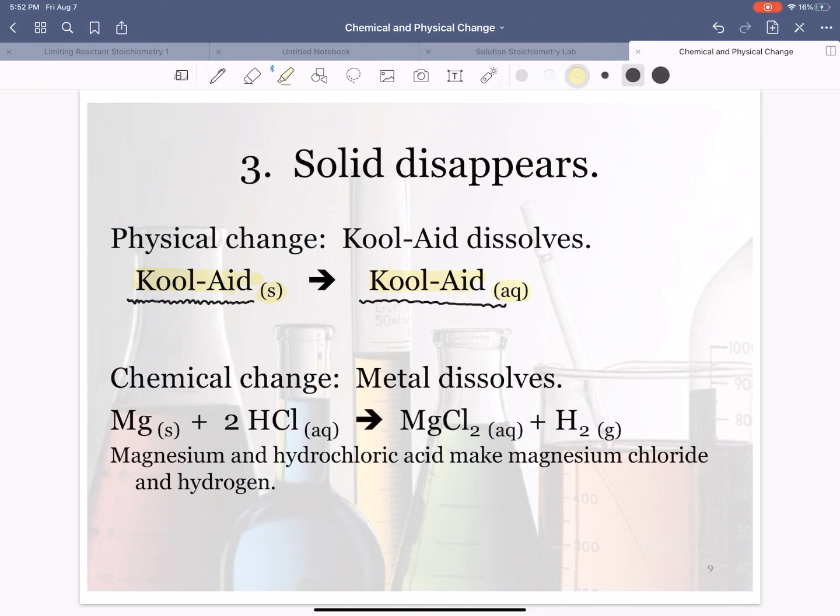But if we start with a solid, and in the end we have no solid, and the smallest units have changed, that's a chemical change. Magnesium, like zinc, is a metal. And many metals react with acid to produce hydrogen gas. Magnesium and hydrochloric acid react to make magnesium chloride and hydrogen.